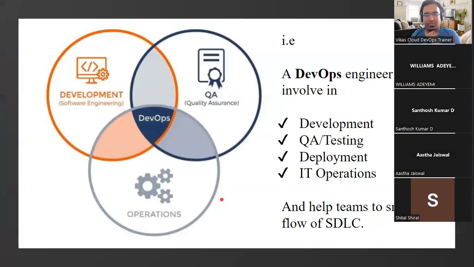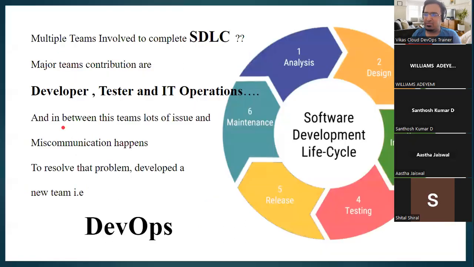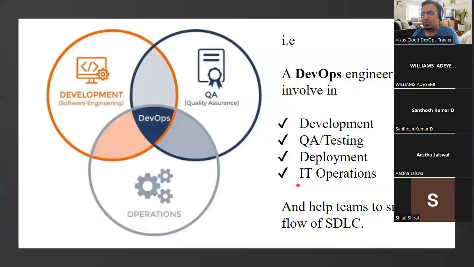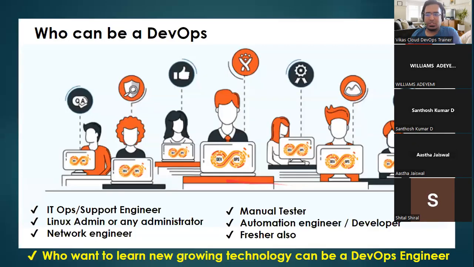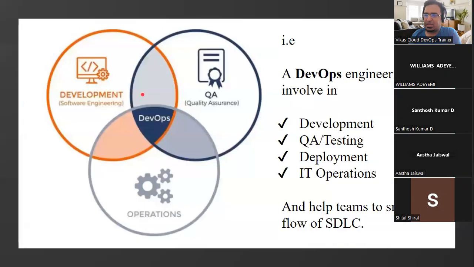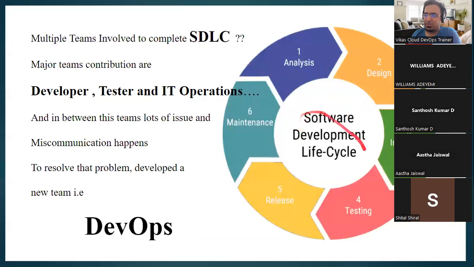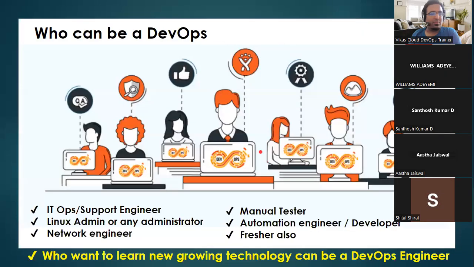Now the question will be again, a DevOps engineer will get involved in development, QA, testing, deployment, and IT analysis. Means we are getting involved in the entire software development life cycle. We don't have to do any specific work, but we may get involved in any of the places. So in short, if you get involved in any of the places from any different profile, you can become a DevOps engineer.